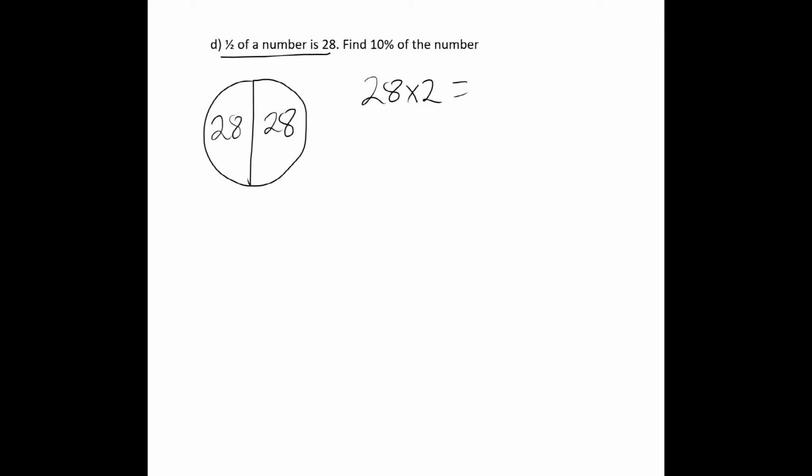Here's the answer. I'm told now that a half of a number is 28. So I can say that 1 out of 2, so I've got a whole cut into 2 equal pieces, each of which is 1/2. Half is 28. So the whole of the number is 28 times 2, which is going to be 56. To find 10% of 56, I need to do 0.1 times 56, which is 5.6.